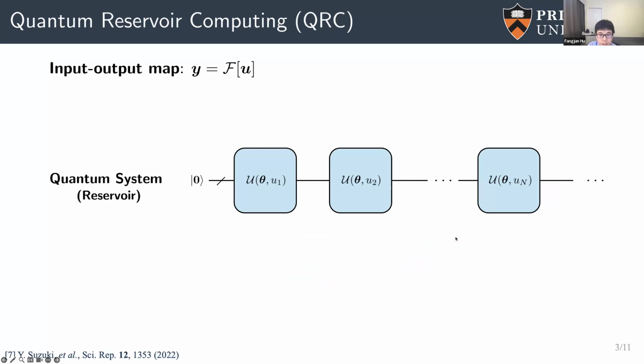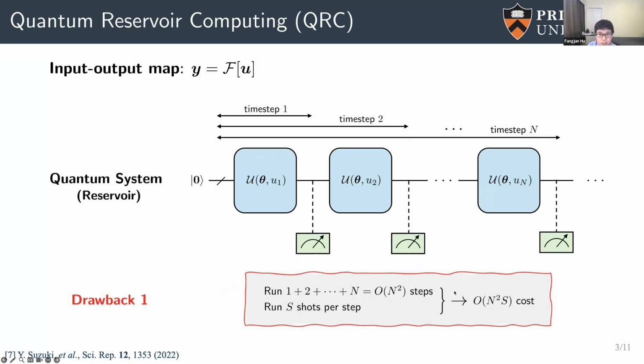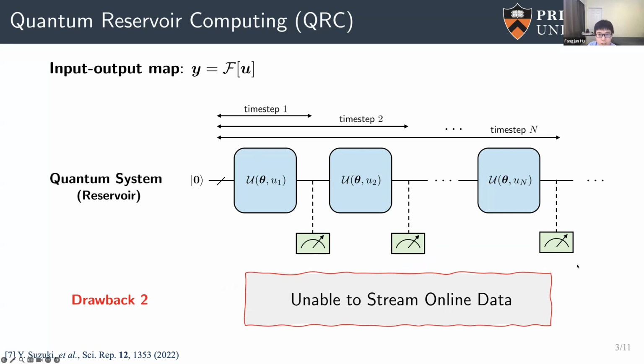One naive way to resolve this problem is to run only the first time step and take many shots of measurements to get the output. Then we reinitialize it, run 2 time steps, measure, and so on. But you can see the drawbacks are quite obvious. We need quadratic time consumption, O(N) squared, if we have an input length capital N. And those reinitializations prevent us from uploading the online data in a streaming way.